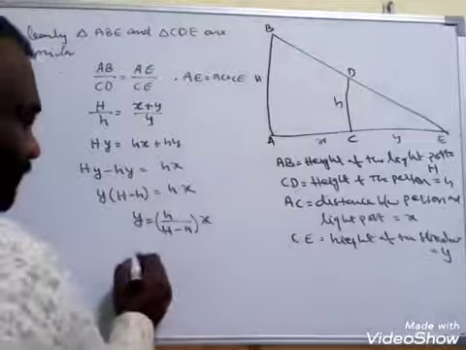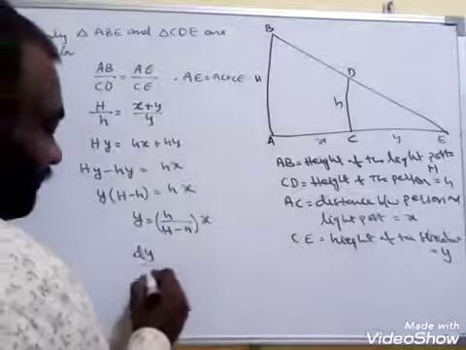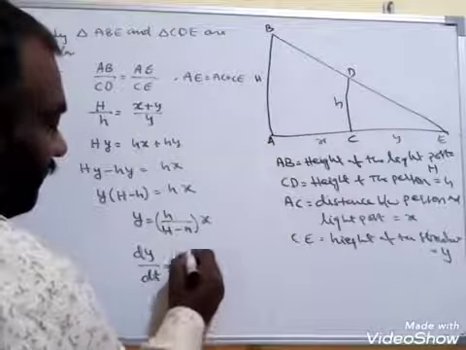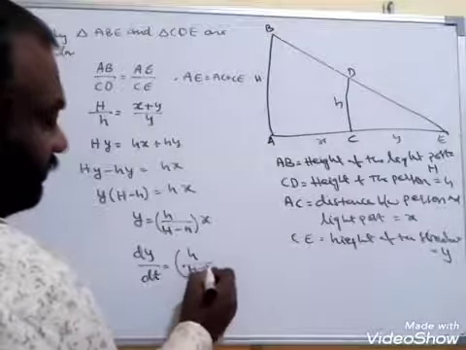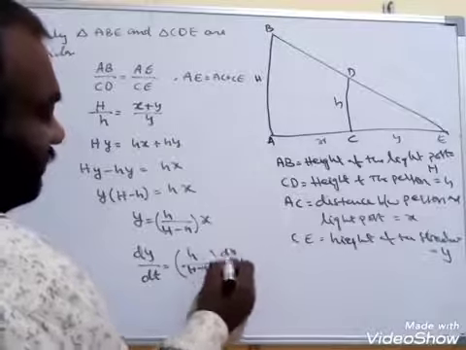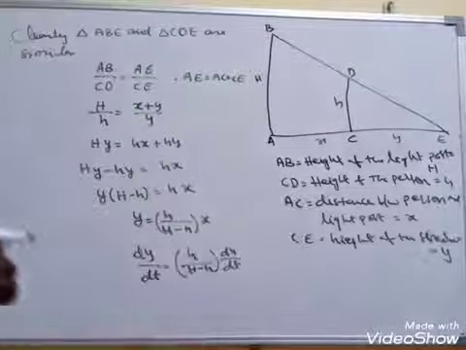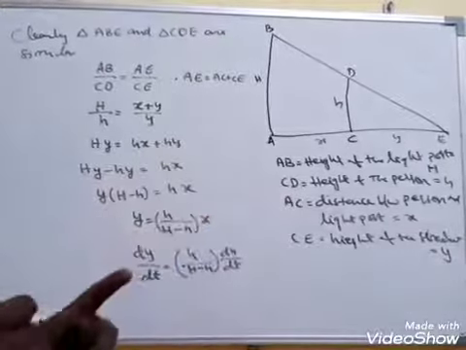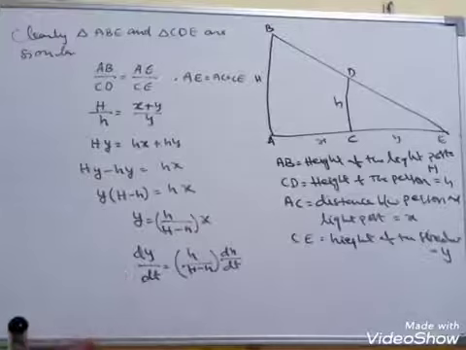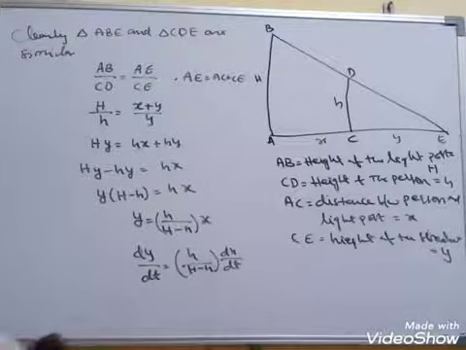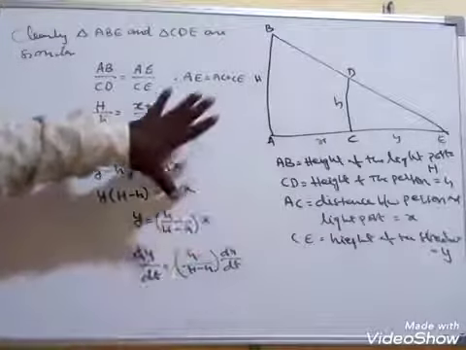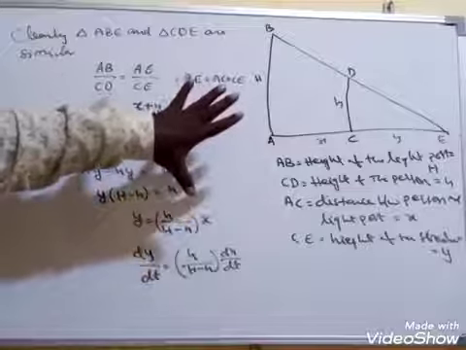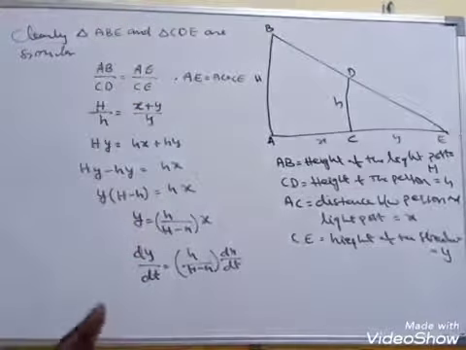Now differentiate with respect to t. dy by dt is equal to h by H minus h into dx by dt. This is the common solution for any shadow problem. This is a common solution, but basically you have to write neatly. Don't go directly to the final formula. Observe that way of learning the problem. You should learn the method, not the problem.